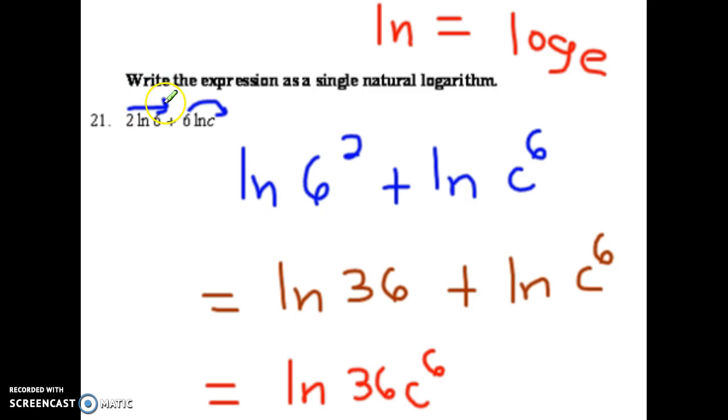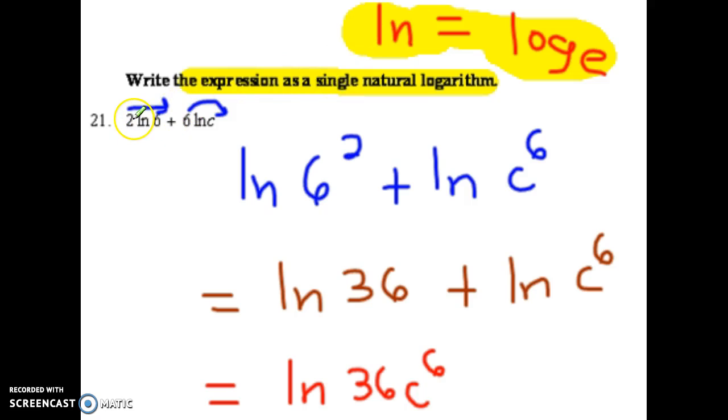In problem 21, we're going to write a single expression, but this time we have a natural log. A natural log is just log base e. Because it's used so often, it's called natural log.